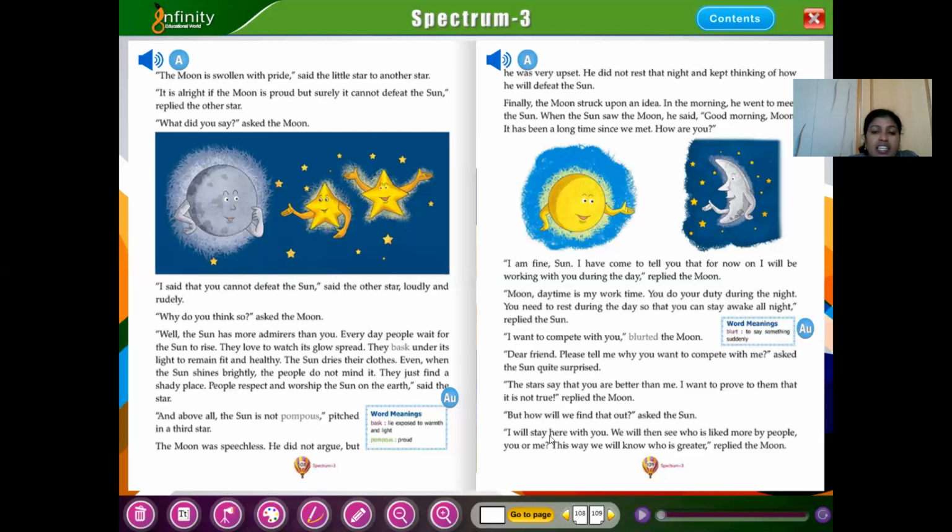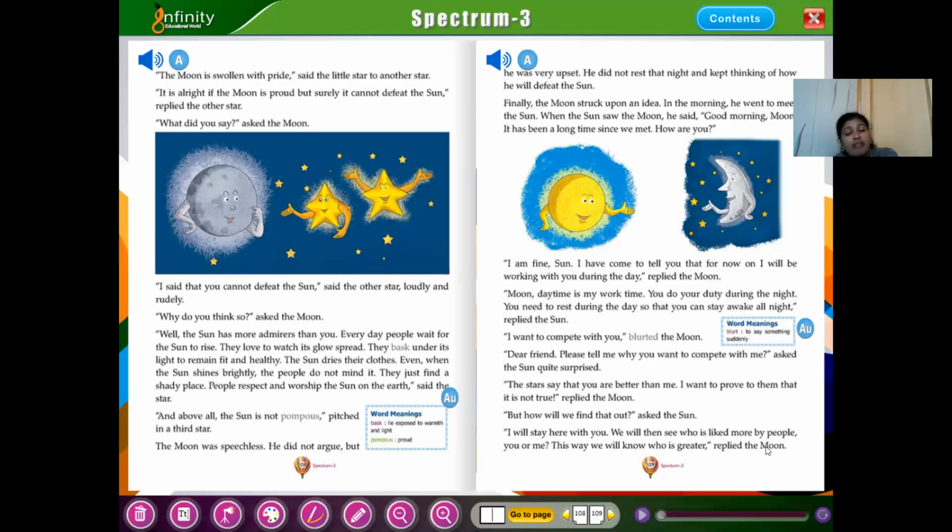The sun said, "Okay, but how will we find that out? You want to prove who is better, the moon or the sun. But how can we find that?" "I will stay here with you. We will then see who is liked more by people, you or me. This way, we will know who is greater," replied the moon.